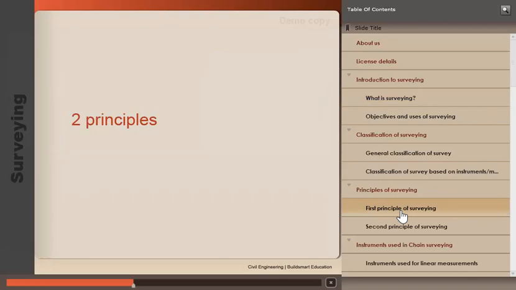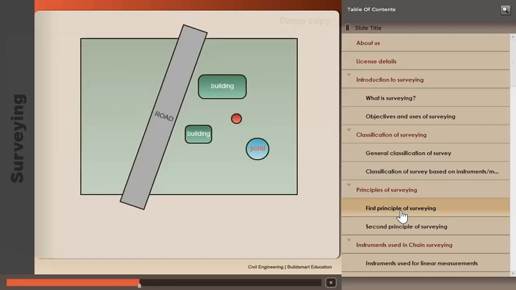There are two principles of surveying. The first principle states that, work from the whole to the part. Let us try to understand this principle using an example. Consider an area to be surveyed. The first step we take is measure the boundary lines of the area.